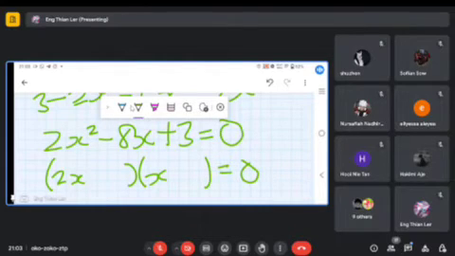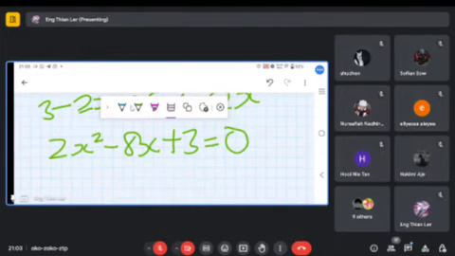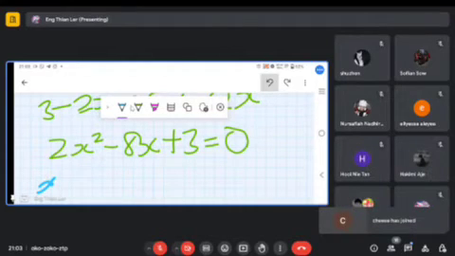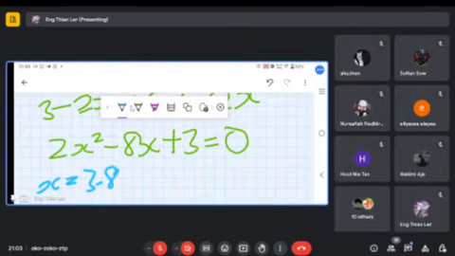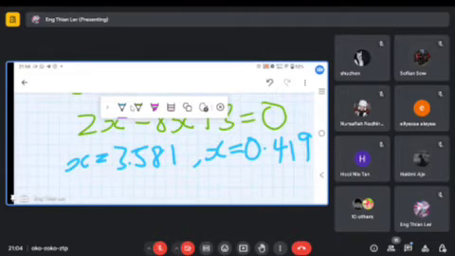So this is not factorable. This is actually not factorable, so we cannot use factorization. And I got x equal to 3.581, and the second solution is x equal to 0.419. It's actually 0.41886, but when you move to 3 decimal places, you have to increase the 8 to 9, or round off.